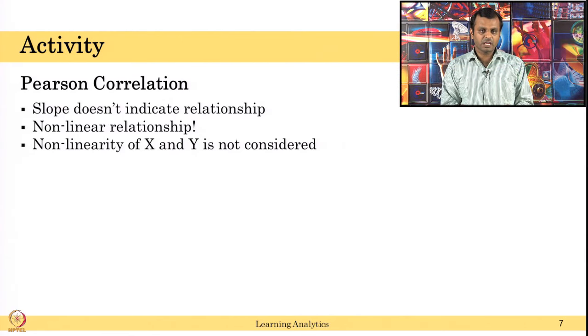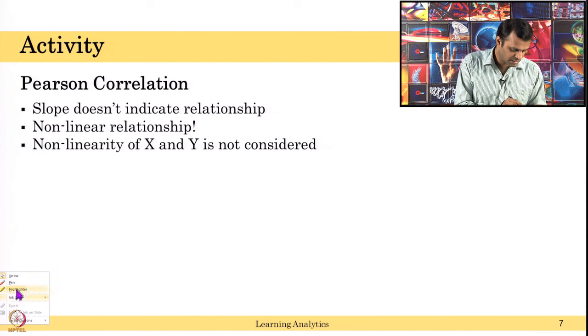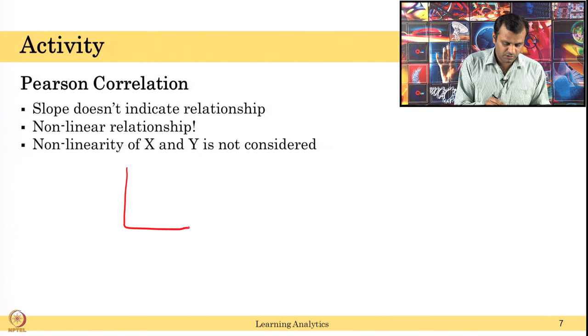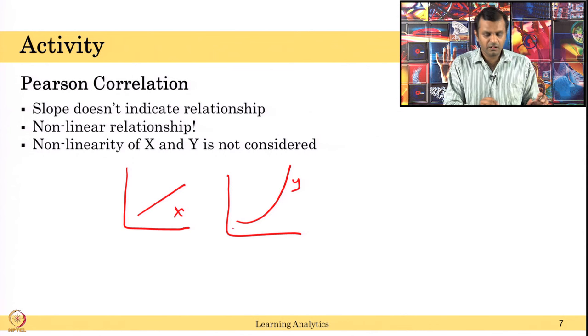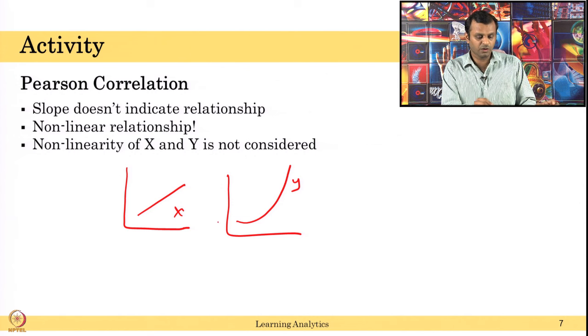So, the slope is not captured in the Pearson correlation coefficient, also non-linear relationships are not captured. And non-linearity of x and y is not considered. For example, x can be a linear variable, but y is not. We will discuss this in detail in the next video. If I plot only x, x can be linearly increasing. If I plot y, y might be like this. If I compare x and y, there is a very good relationship between them, although x is linear and y is non-linear, that is not important for Pearson correlation coefficient. Pearson will tell you whether if x increases, y increases or not, okay. We will discuss this in detail with an example in the next video.